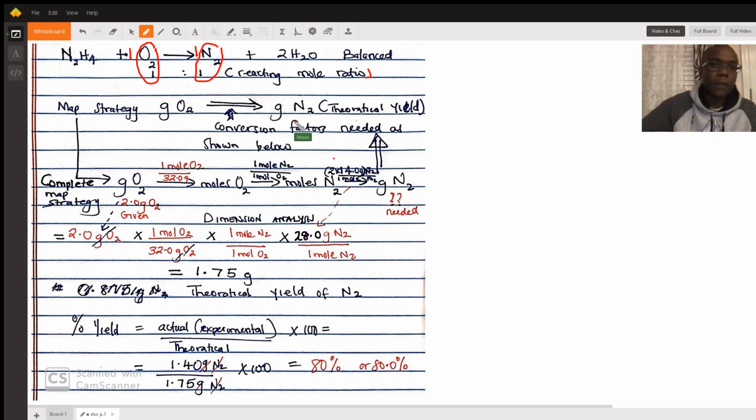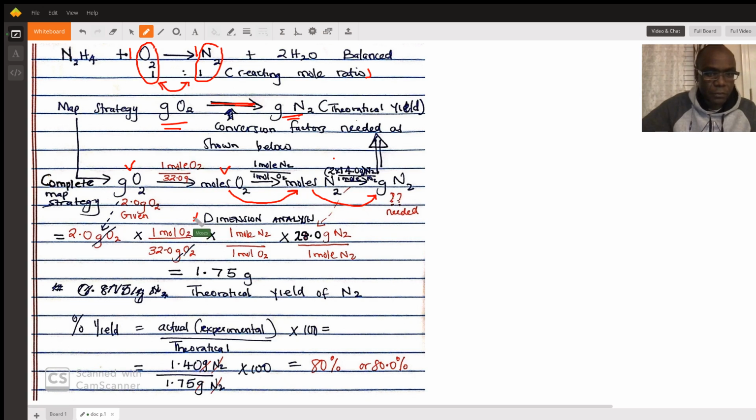Okay, the strategy here, the map, is showing that you need to convert the grams of oxygen to grams of nitrogen eventually. That's why I have a big arrow here. There are several steps in there. To break it down, the complete map strategy is converting the grams of oxygen to moles of oxygen, and then use our molar ratio here to convert moles of oxygen to moles of nitrogen, and then find grams of nitrogen, because the question gave us a yield of 1.4 grams of nitrogen, so we have to have it in grams of nitrogen.